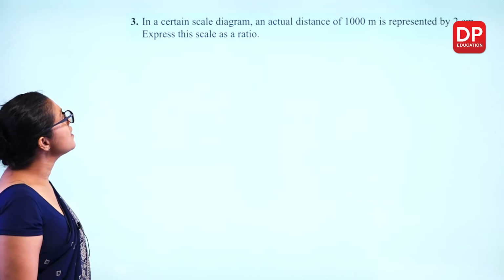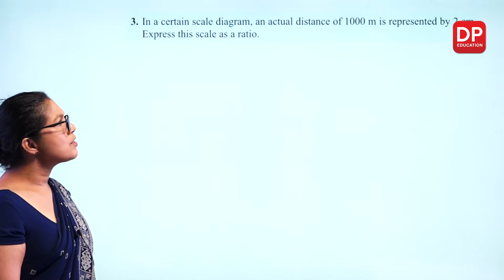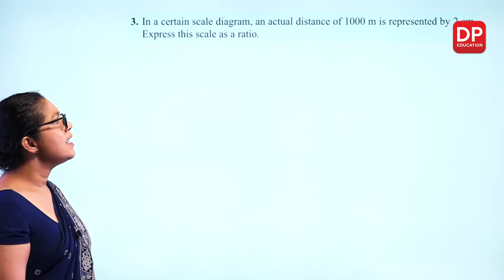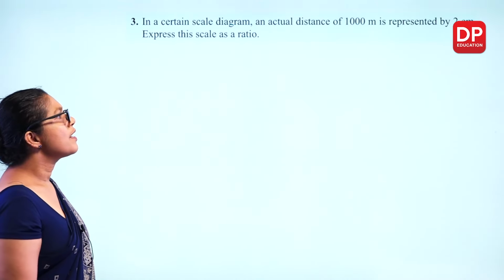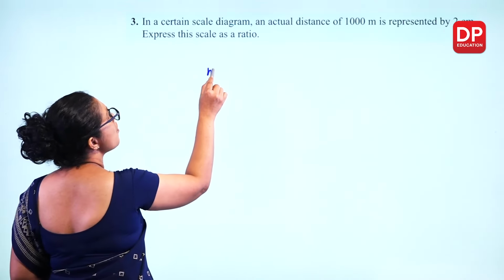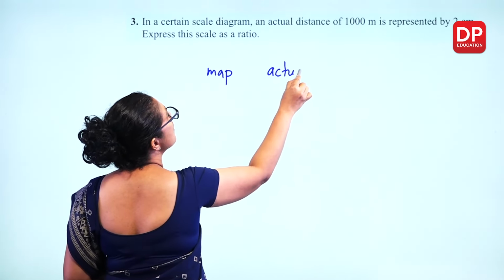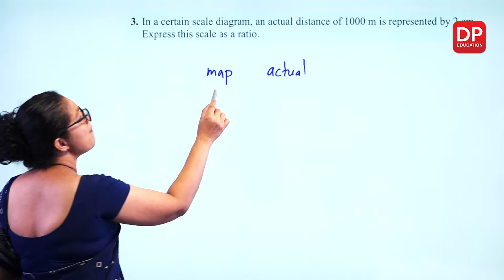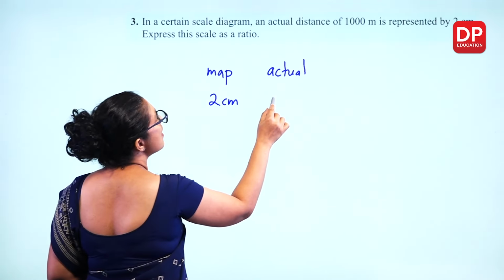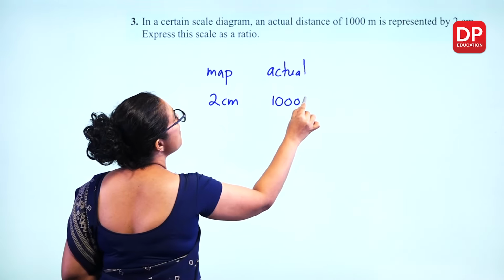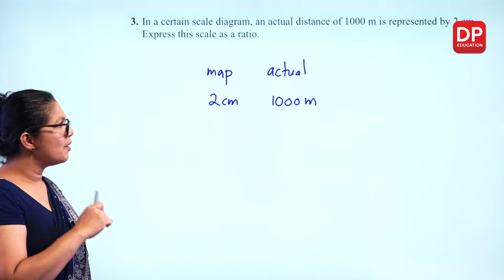Now look at the third question. In a certain scale diagram, an actual distance of 1000 meters is represented by 2 centimeters. Express this scale as a ratio. So here this is a map scale. So map value and the actual value. So it says 2 centimeters of the map represent 1000 meters in the scale.